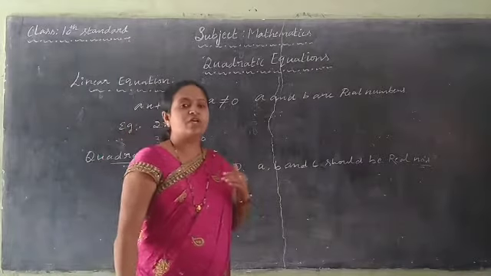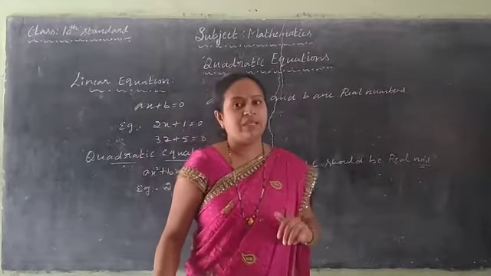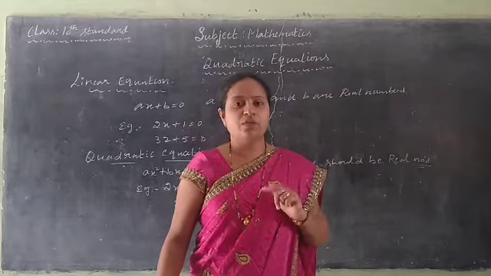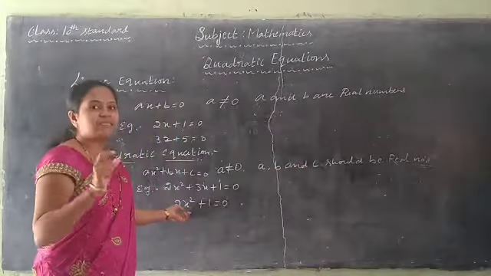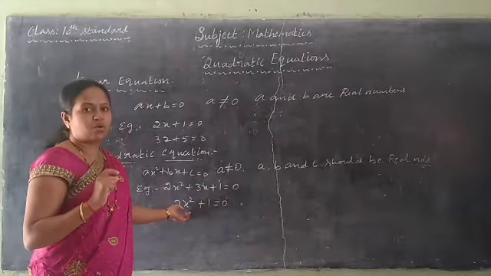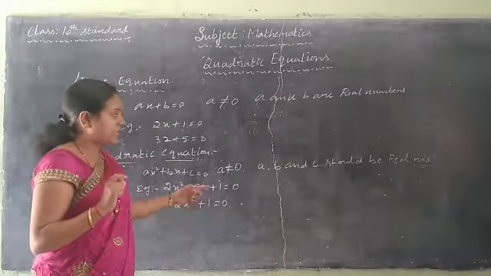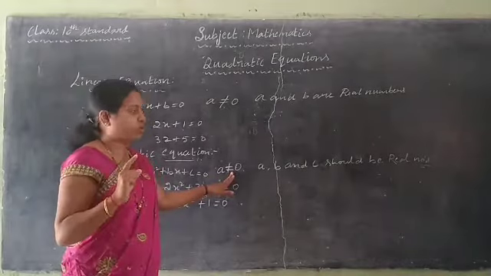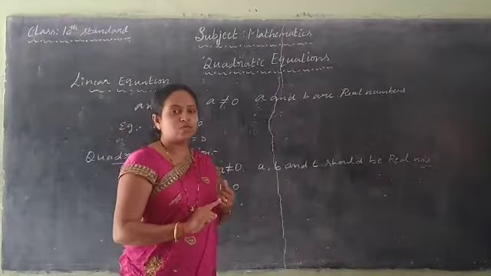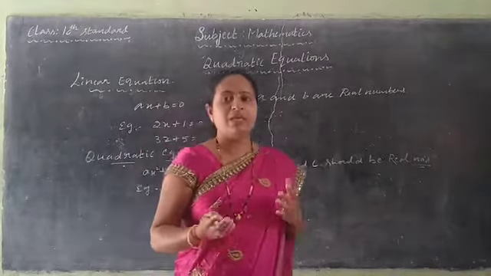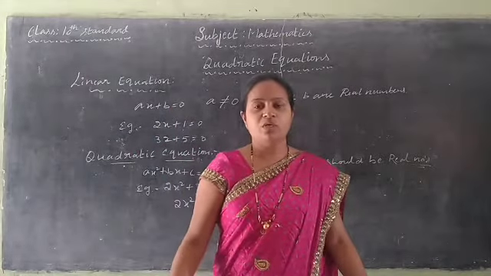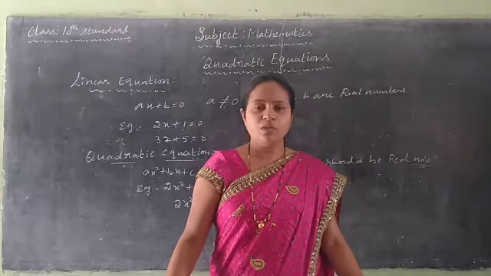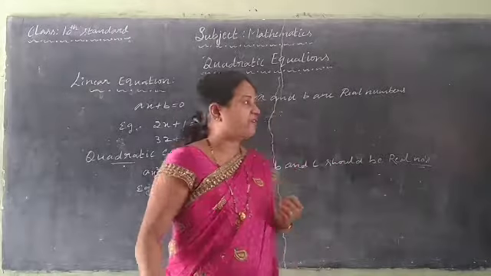In a quadratic equation, there is no necessity that degree 1 should be there. But degree 2 should be compulsory, children. Got it? If there is a degree 2, that is enough. That type of equations are called quadratic equations. See here, a should not be equal to 0. There is no condition that b should not be equal to 0 and c should not be equal to 0. The main thing is a should not be equal to 0. Understood? Okay. Next, the cubic equation.